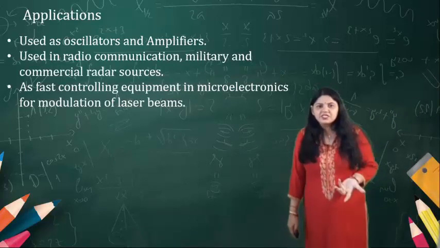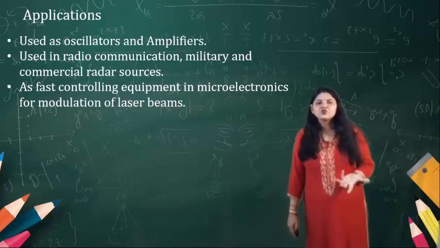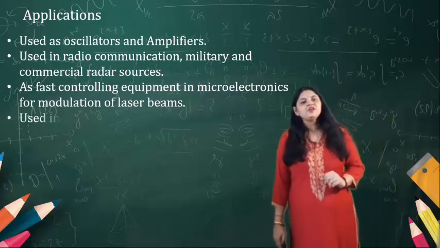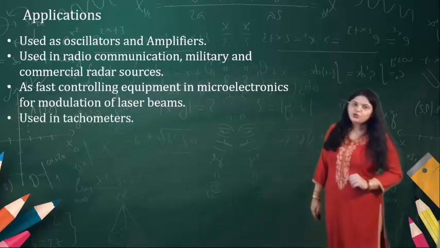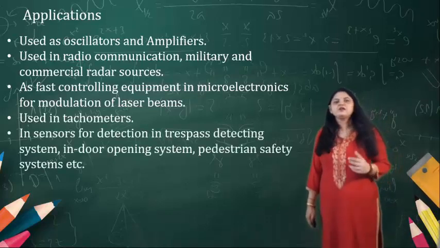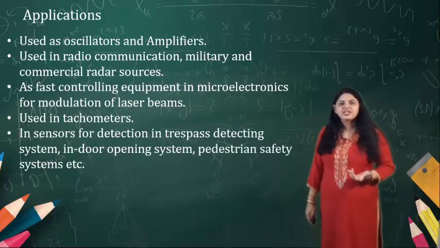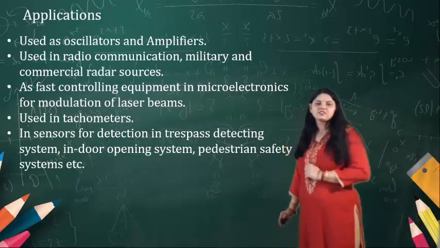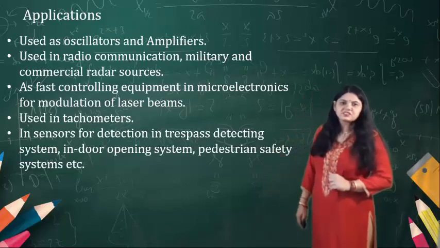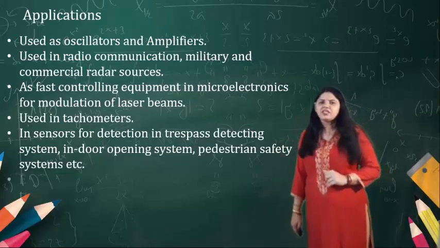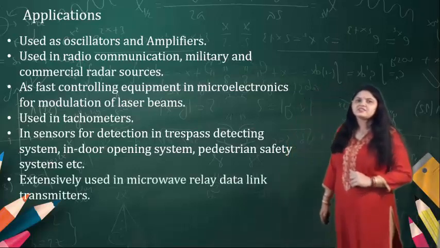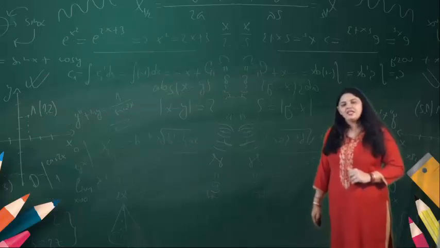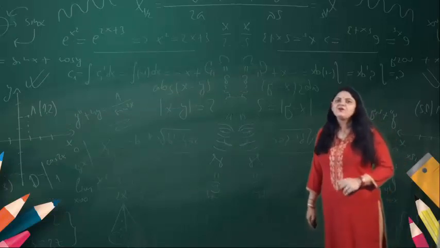The applications of the Gunn Diode are that they are used in oscillators, amplifiers, radio communication, military communication, radar applications, fast control equipment, and in microelectronics for the modulation of laser beams. It is also used in tachometers, in sensors for detection, in trespass detecting systems, indoor operating systems, and pedestrian safety systems. So these are the various applications. That is why the Gunn Diode is mainly used in microwave devices.